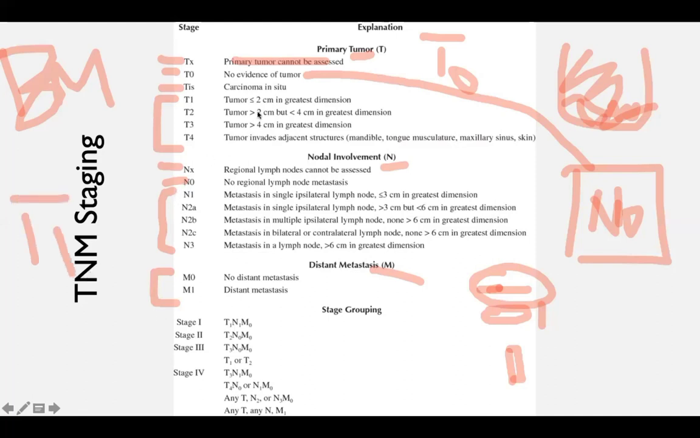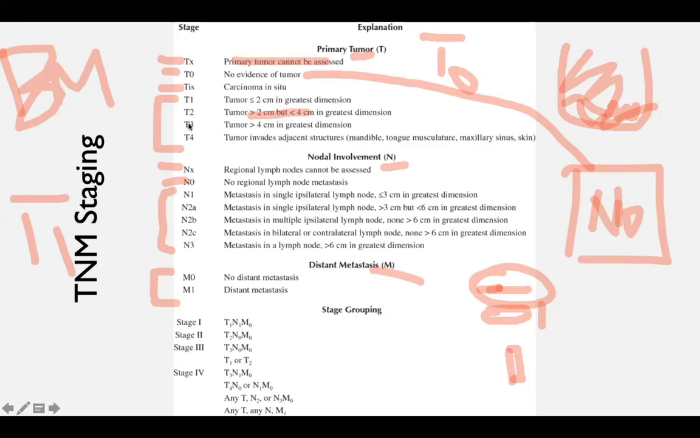And if it is between 2 centimeter and 4 centimeter, it is T2 stage. The tumor is T2. And if it is more than 4 centimeter, then T3. So 2 to 4 centimeter is the boundary. Between 2 to 4 centimeter is T2, less than 2 centimeter is T1, more than 4 centimeter is T3.